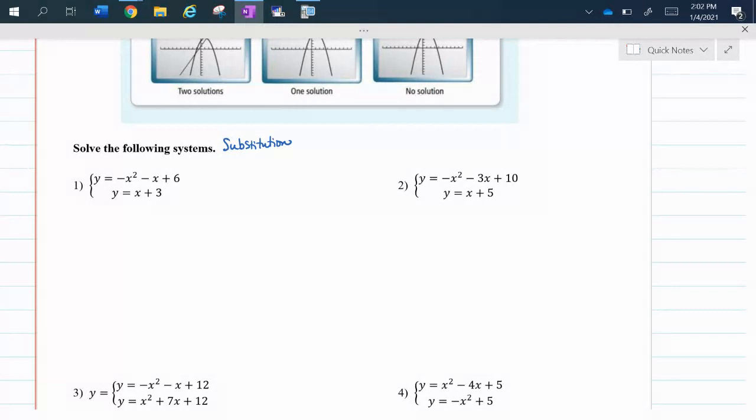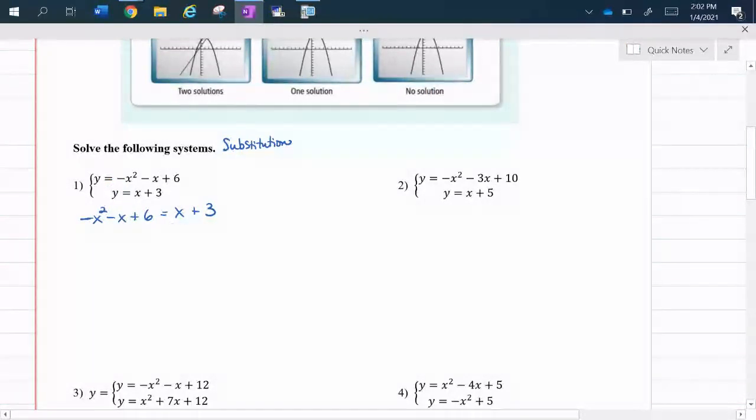The first equation tells me what y is equal to. The second equation also tells me what y is equal to. So I'm going to say that negative x squared minus x plus 6 is equal to x plus 3. I did my substitution. I took what y is equal to and put it into the second equation. Okay, so now I have a quadratic equation to solve.